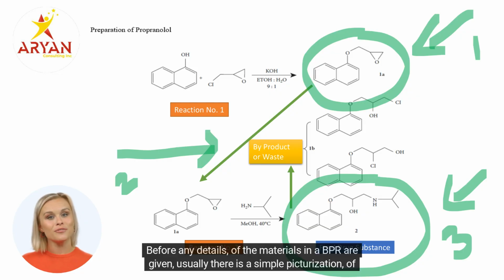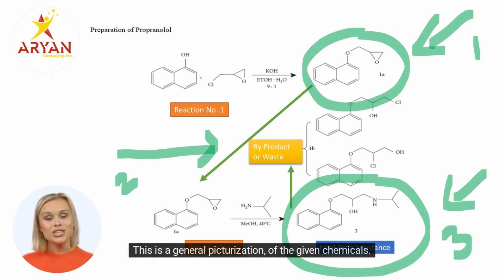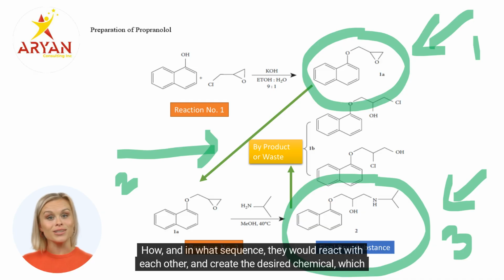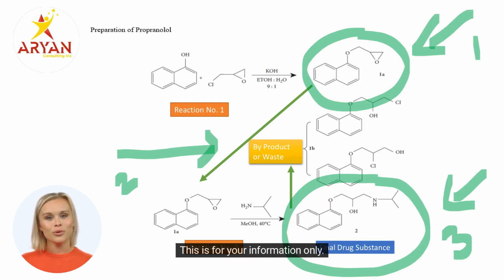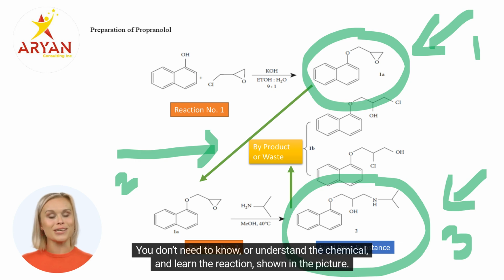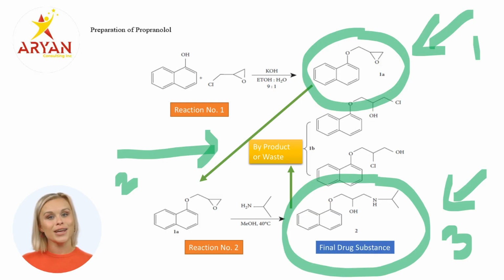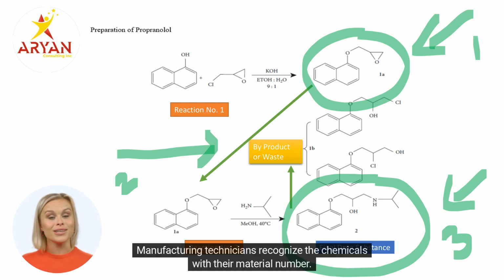Before any details of the materials in a BPR are given, usually there is a simple picturization of the chemical formula. This is a general picturization of the given chemicals, how and in what sequence they would react with each other and create the desired chemical, which is our DS, the drug substance, as you can see it on your screen. This is for your information only. You don't need to know or understand the chemical and learn the reaction shown in the picture. As a rule of thumb, manufacturing technicians recognize the chemicals with their material number.